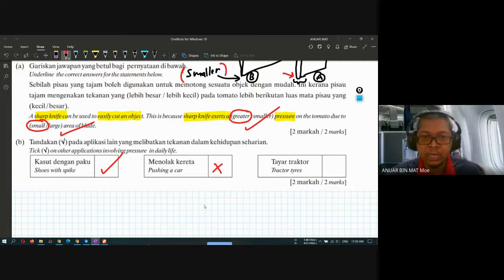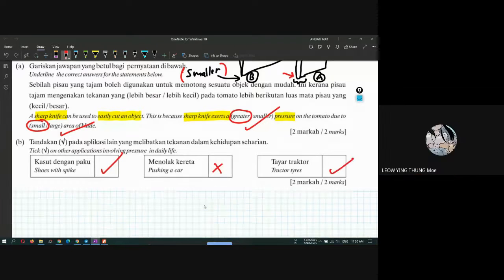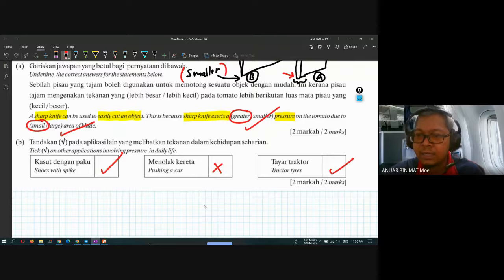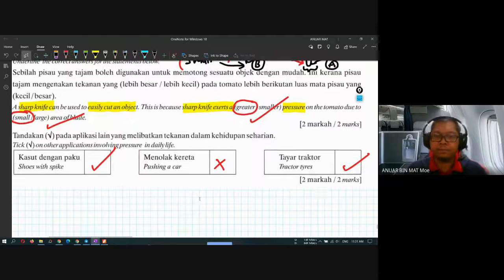involving pressure. And then how about tractor tire? Yes, pressure, because tractor tire has large surface area. So shoe with spike, yes. Tractor tire, yes. And then pushing a car is not about pressure. It is about work. It is push or pull. So it is not involving pressure in daily life. Okay. Right.